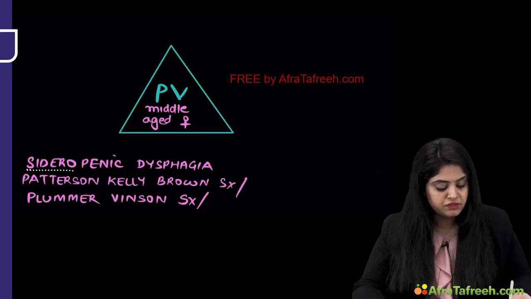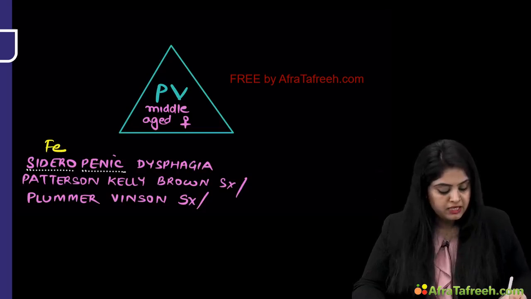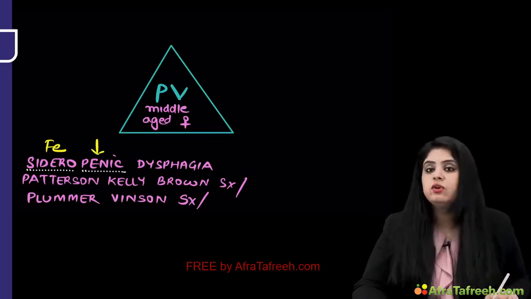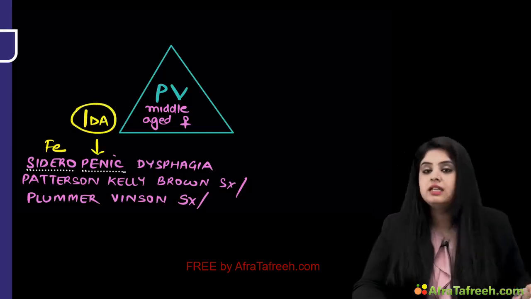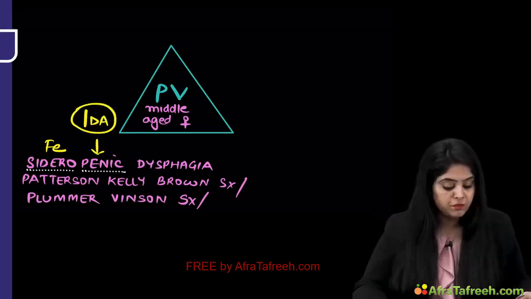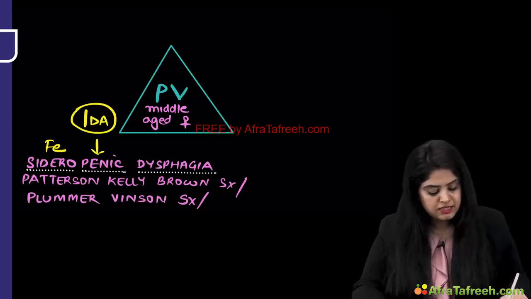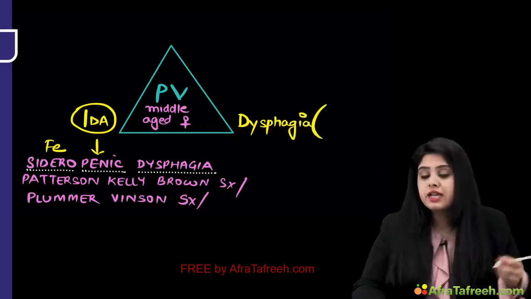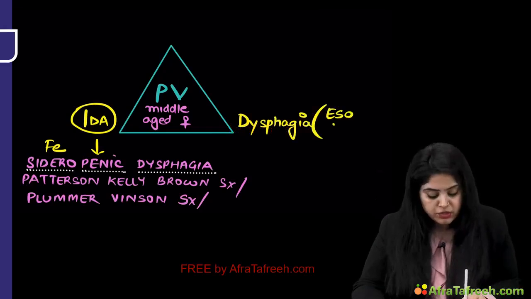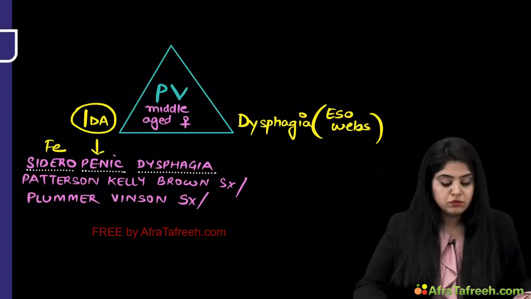Tell me guys, what is sidero? Sidero means iron. What is penic? Penic means deficiency. Here I go. There is a case of iron deficiency anemia in front of me in Plummer-Vinson syndrome. But what was the third word? This was dysphagia. There is difficulty in eating. Why is this patient having dysphagia? Because, why did I teach you in the GIT chapter? Because the patient is going to have esophageal webs.